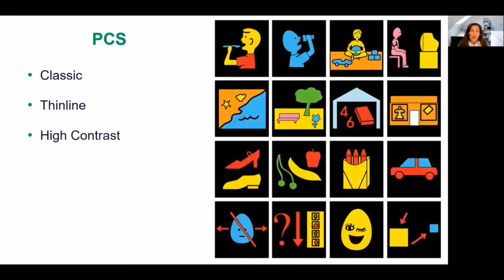We then have our high contrast symbols. These symbols were designed and developed to support learners who have a visual impairment. Therefore, they use a select group of colors that are meant to be displayed on a black background to support those who have a visual impairment in accessing them.